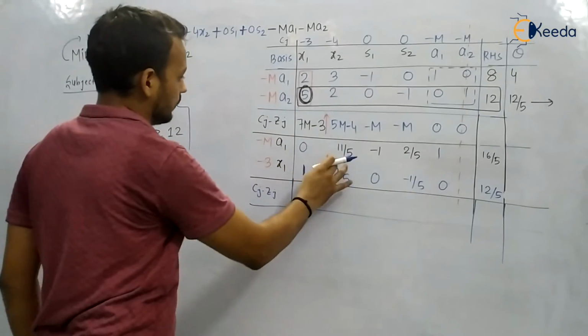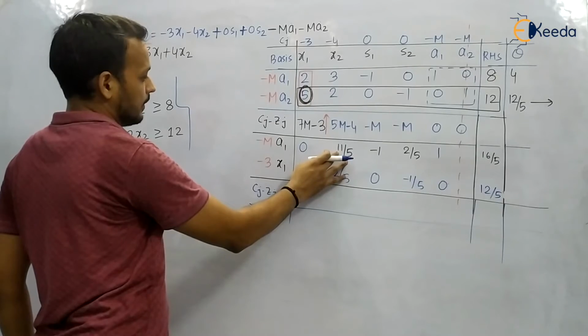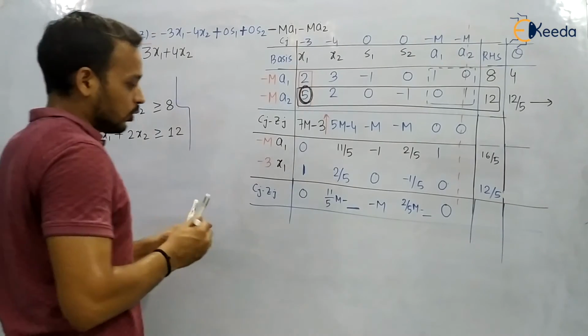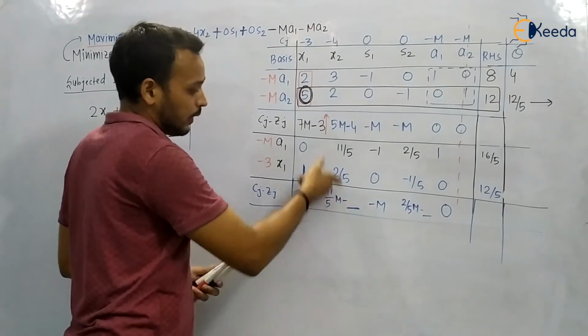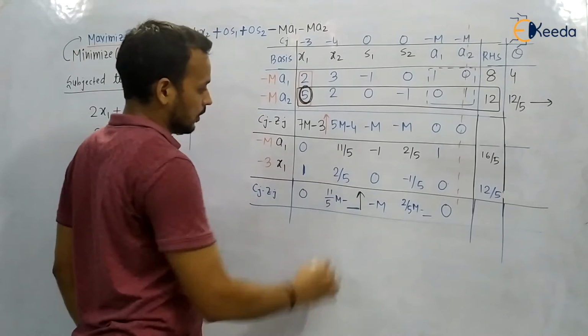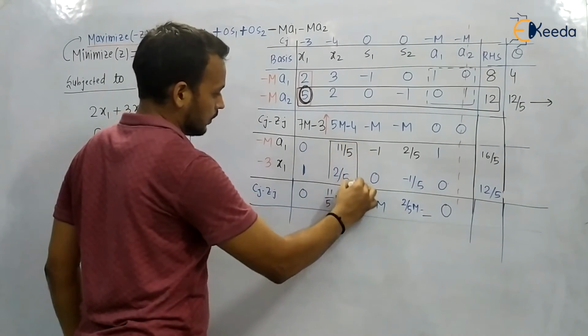Now this one, minus 11M and 6M. Okay, no need to write something. Because 11 by 5 is largest, so it will be our incoming. Okay, it will be our incoming. So this is going to be the incoming column.